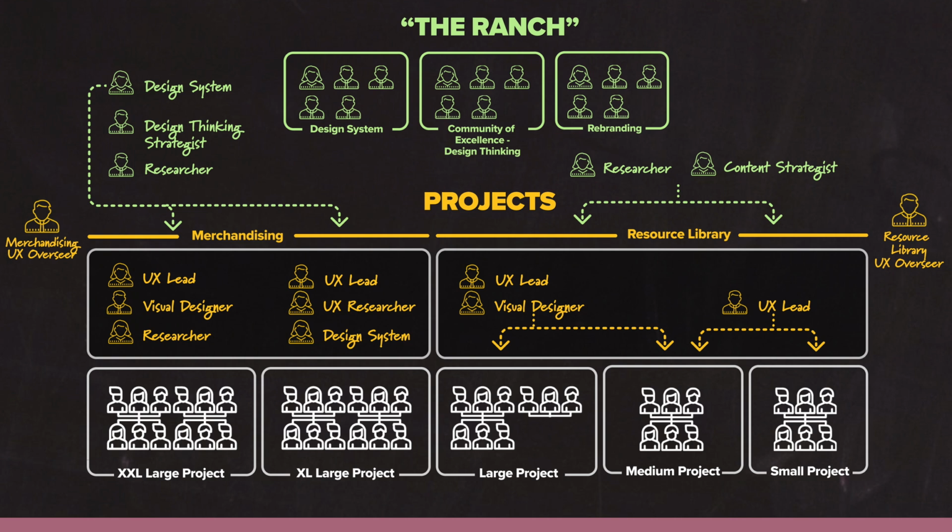I use this word overseer, not in a strict sense, but realizing that just as in their function, what they're doing is they're the connective tissue, both within the projects of merchandising. And keep in mind, there could be 4 or 5 projects in merchandising. There could be 6 projects in the resource library, but they're there to be that connective tissue within a certain kind of customer journey.